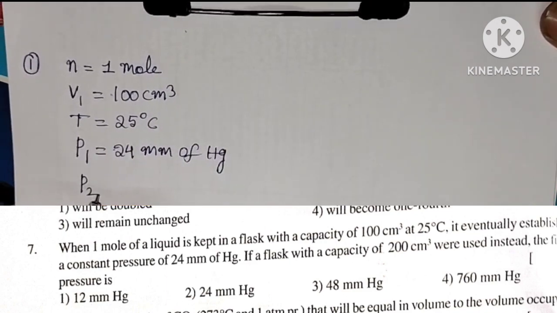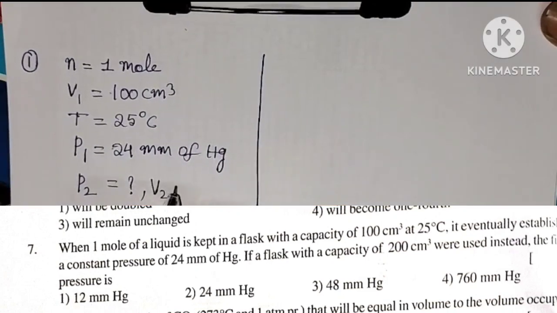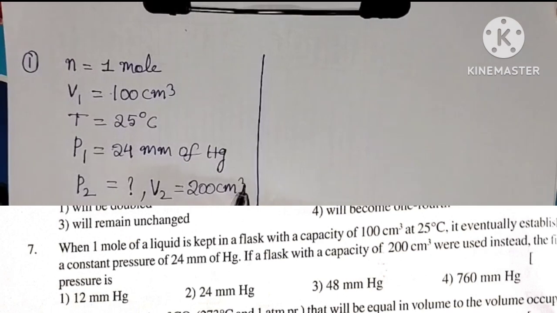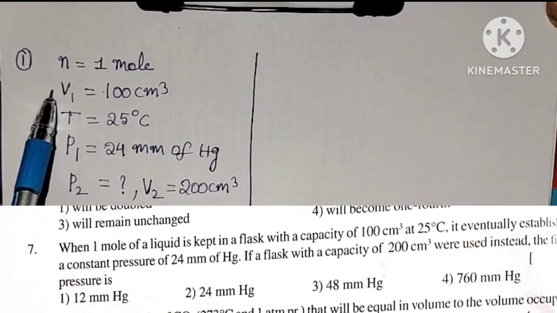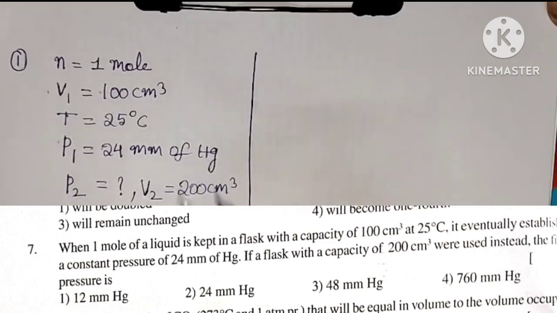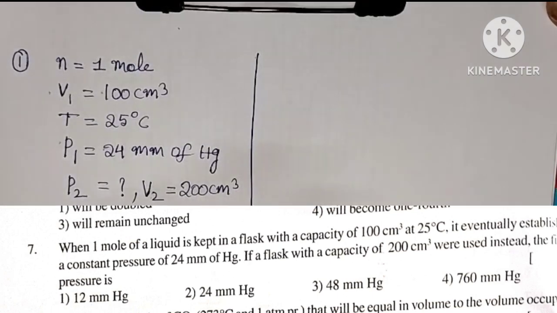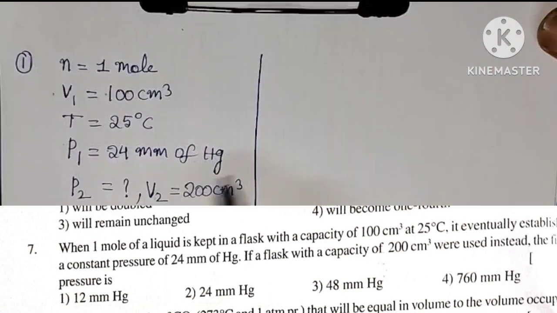So we have to find P2, and he also gave V2. V2 is equal to 200 centimeter cube. So in this question, he gave initial volume and initial pressure, and final volume, and we have to find the final pressure. Here the flask with a capacity of 100 centimeter cube is replaced with a flask with a capacity of 200 centimeter cube. We have to find pressure P2.